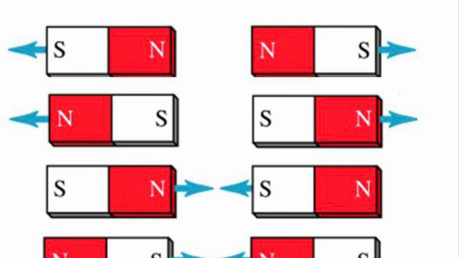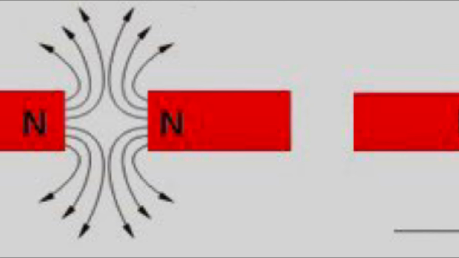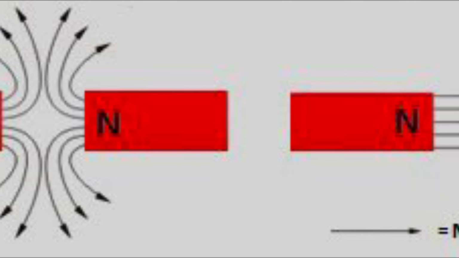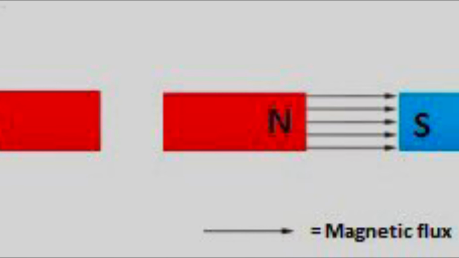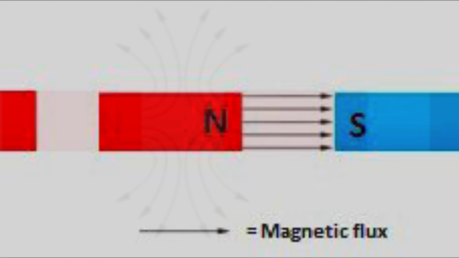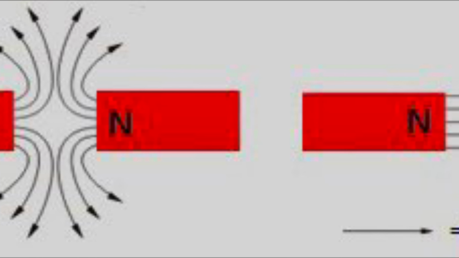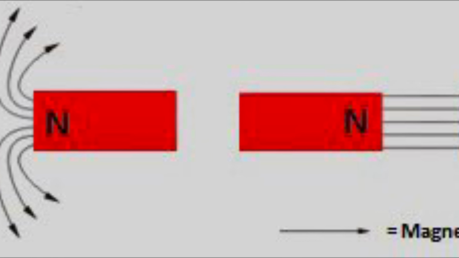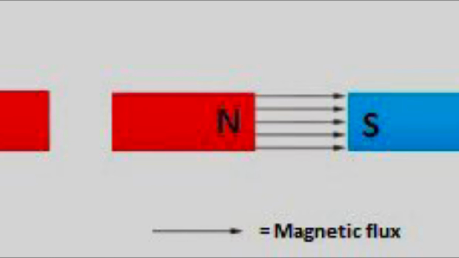Directive property and north-south poles of a magnet. When a magnet is suspended, its length becomes parallel to the north-south direction. The pole at the end pointing north is called the north pole, while the other pointing south is called the south pole. Do you know that a magnet has its own axis and there is a magnetic meridian?